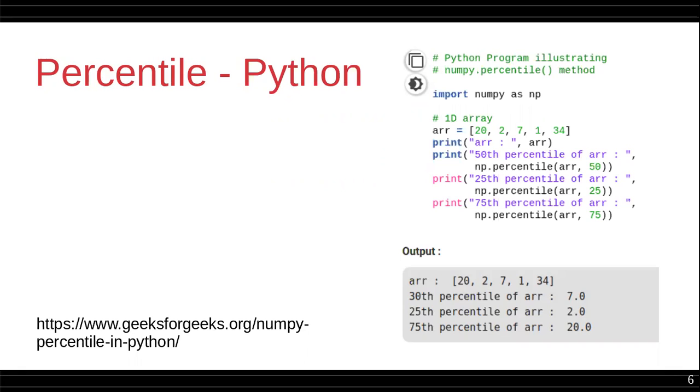For example, here we have a one-dimensional array with the values 22, 7, 1, 34. Using this array, I am asking for the 50th percentile, 25th percentile, and 75th percentile. For example, for the 30th percentile it gives a value, 7. That means 30% of the data is below that value. If you mention 2.0, that is the 25th percentile, meaning 25% of people are below 2. If you take the 75th percentile, its value is 20, so 75% of people are below the value 20.